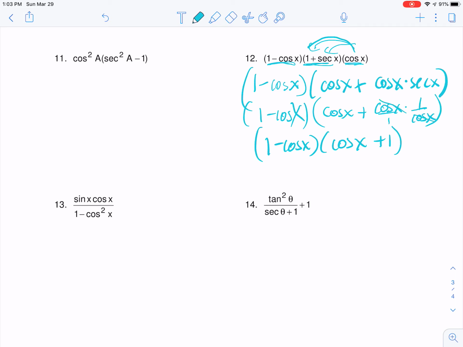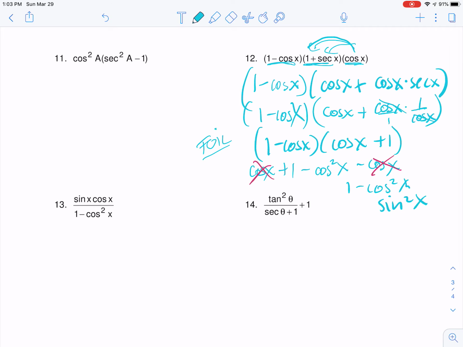Now I'm going to multiply it out again. So I'm going to FOIL. If you see a shortcut, that's okay. The first term times the first term is cosine x. The last times the last is 1. The middle is minus cosine squared x. And the other is minus cosine x. So what drops out is the positive cosine x and the minus cosine x. And I'm left with 1 minus cosine squared. Oh, we keep seeing that one. And that is sine squared.